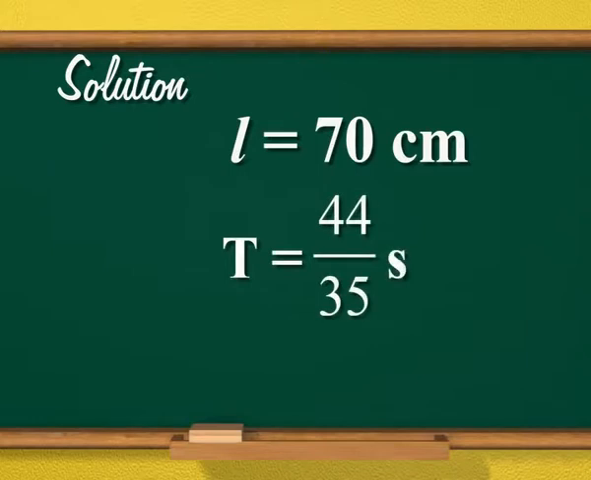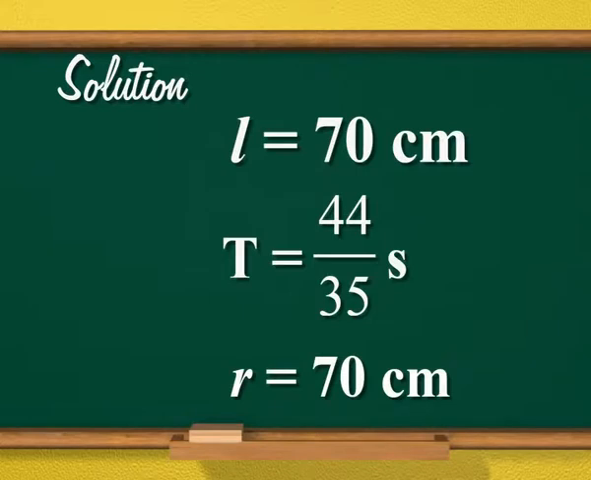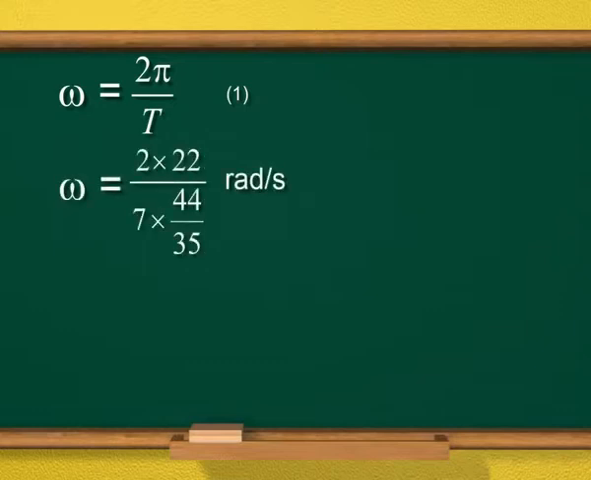As the stone is tied to the string used for whirling it, the length of the string is equal to the radius of the circular path traced by the stone. Therefore, the radius of the circular path is r = 70 cm. The angular velocity of the stone is ω = 2π / T, equation 1. On substituting the value of T in equation 1, we get ω = 2 × 22/7 × 44/35 radian per second. On simplification, ω = 5 radian per second.